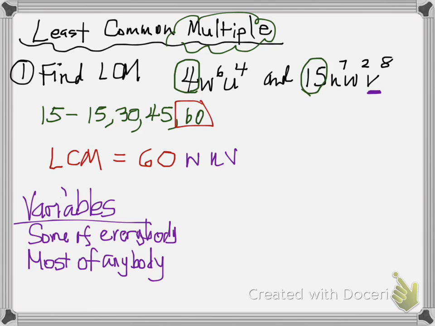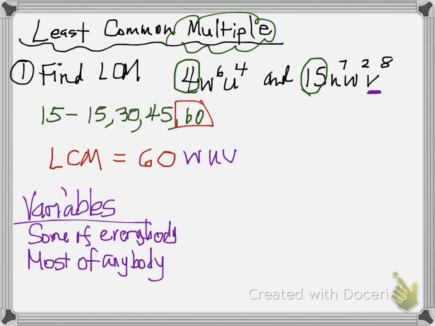I need a W, a U, and a V. I need every base that I see. Wait, but there's not a V on the other side. I know, and that's the confusing part. So that's why I explained it to my daughter. I was like, okay, you just have to do my craziness. So you want some of every base that you see. It doesn't have to be in both. So I see a U, I see a V, and I see a W.